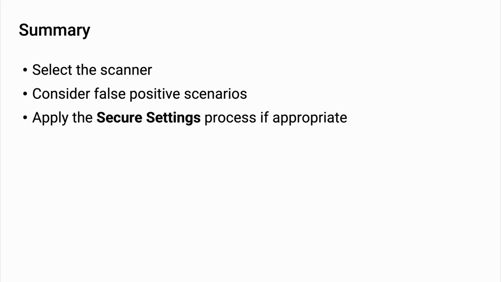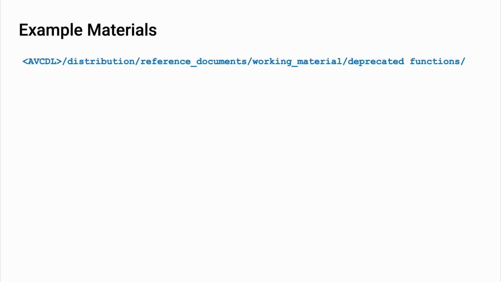Next, apply the secure settings process if that's appropriate. Remember that it's this process which generates the updated build settings report. Finally, whenever the build is being augmented, you need to verify that the build will still work within the parameters of the CI/CD system. The materials that were used to cover this example are in the location shown here.